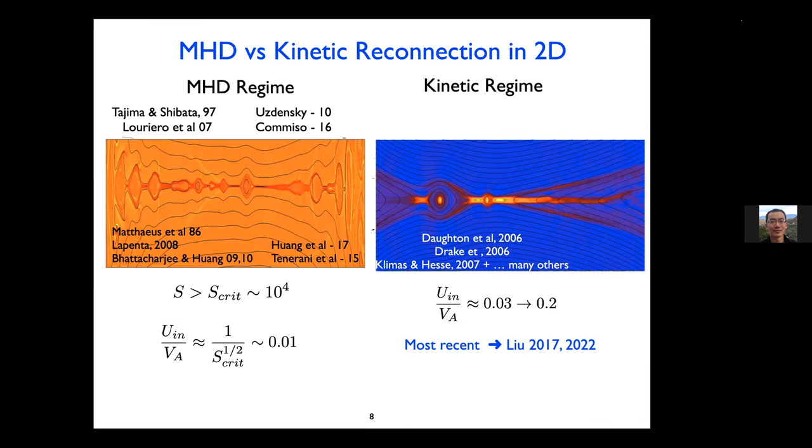Let me talk a little bit about the recent development of MHD reconnection and kinetic simulations. Earlier there was a long-standing problem about how you can produce fast reconnection. Over the past two decades, roughly, it was found that in an MHD regime, you actually can produce fast reconnection, where the plasmoid-dominated reconnection model applies.